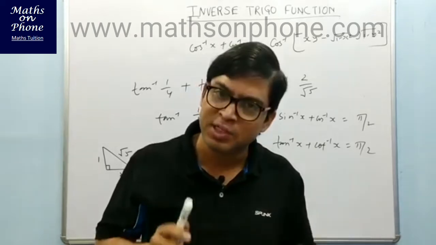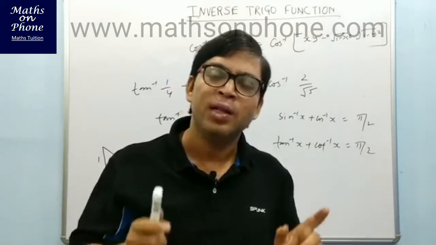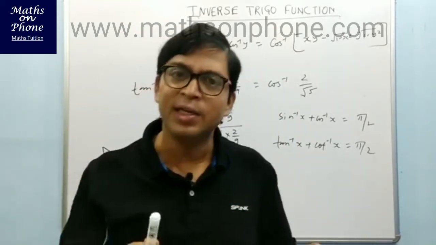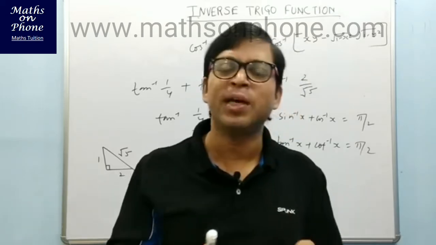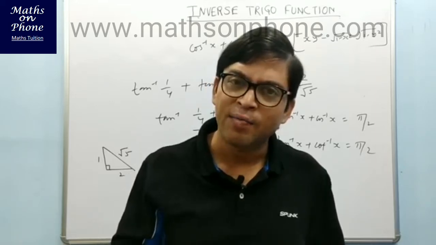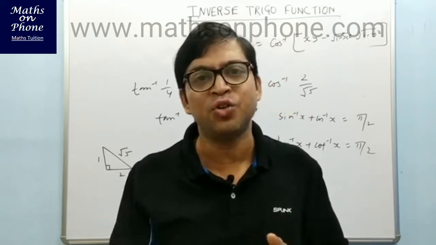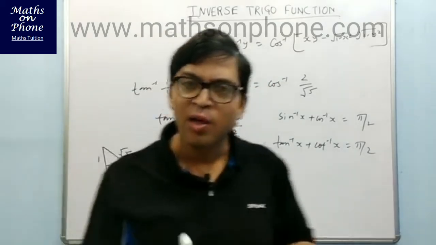In a nutshell, I am just saying you just try to find the principal value. That means if sine inverse sine theta is there, bring theta between minus pi by 2 and pi by 2, same thing you take care in the terms of cos, in the terms of tan. Further, you can convert any inverse ratio to another inverse ratio with the help of the triangle law.